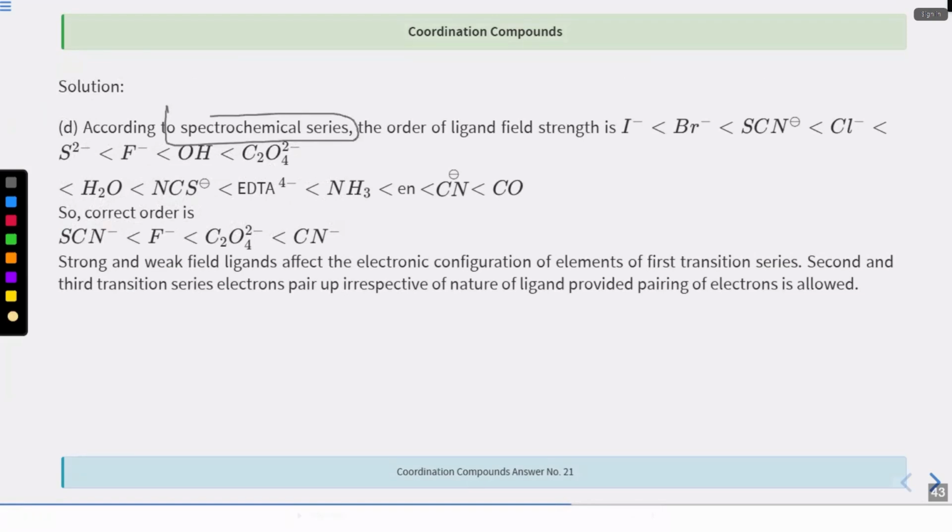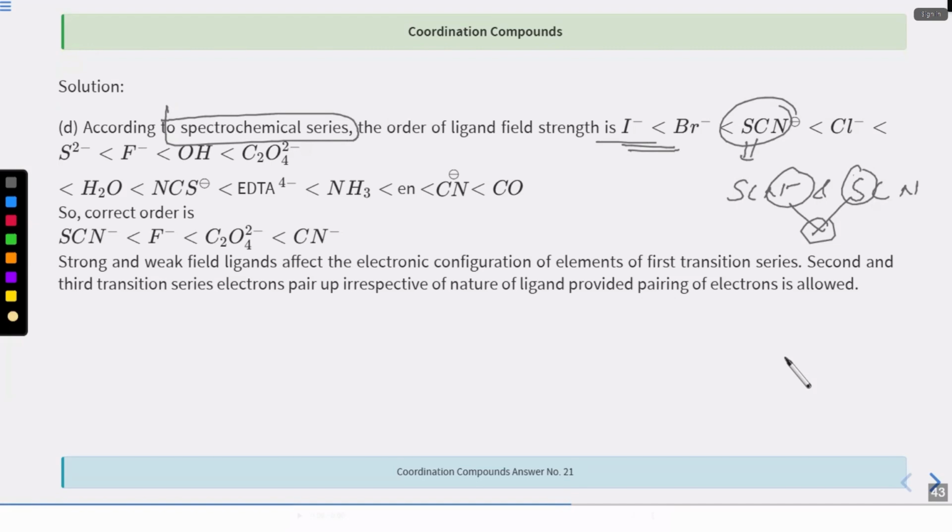That series is called a spectrochemical series. Like in electrochemistry, we study electrochemical series. In coordination compounds, we study spectrochemical series. So, firstly, there are halogens I minus, Br minus, and then SCN minus. Why is SCN minus after that? Because it can coordinate in two ways. One is like this, and another through S. So this is also using coordination, and this is also using coordination. Since there are two atoms that can coordinate, its strength increases as compared to chlorine.